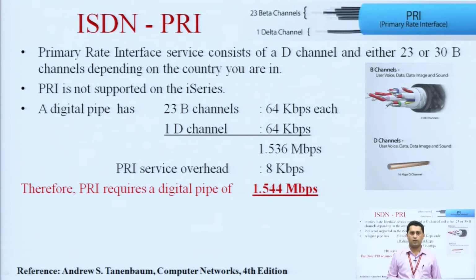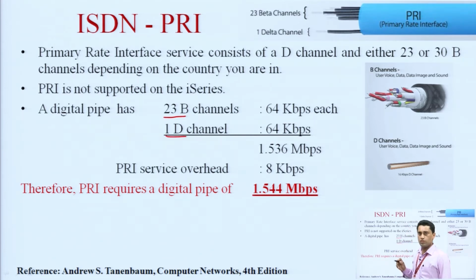Another one, more important than the BRI, is the primary rate interface. Here the number of channels is much more than in the BRI. In BRI we are using 2B channels, here we are using 23B channels. So, you can see 21 more channels are used, and in BRI we are using 1 D channel, the delta channel, and here we are also using 1 delta channel.